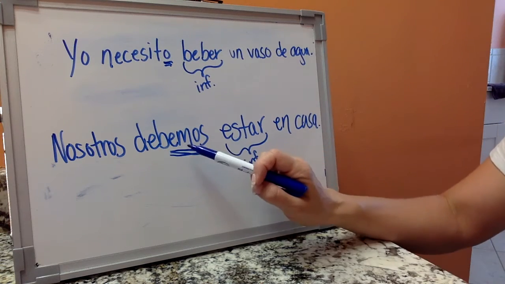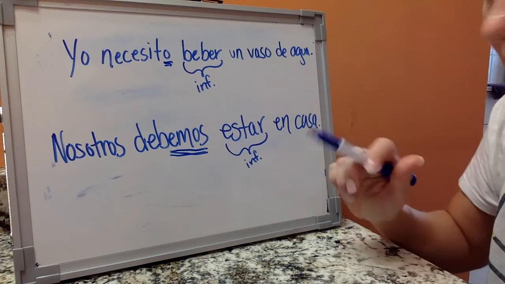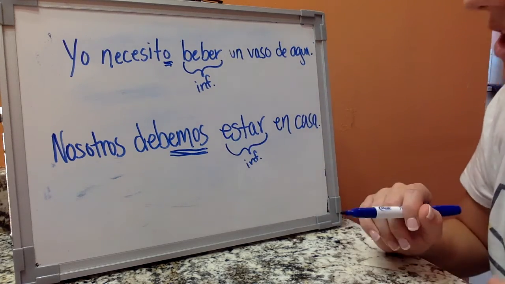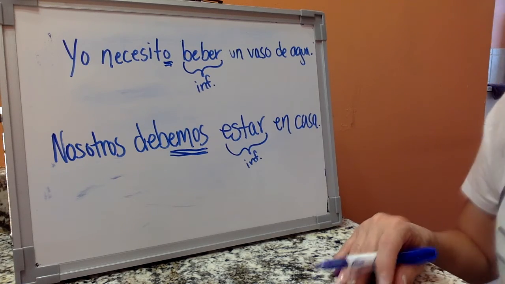So remember, you cannot have two conjugated verbs stuck together in one simple sentence, okay? Only if you have them divided up using some sort of a conjunction like and, all right?